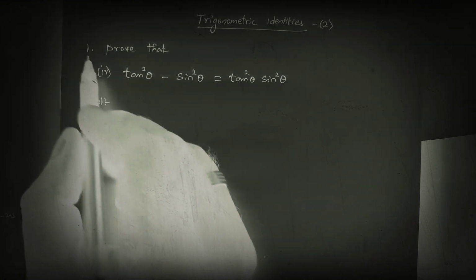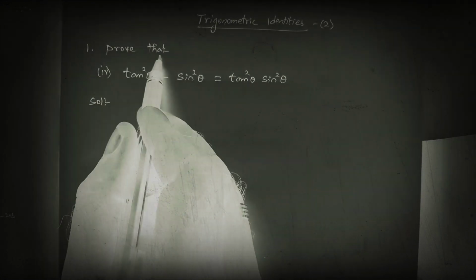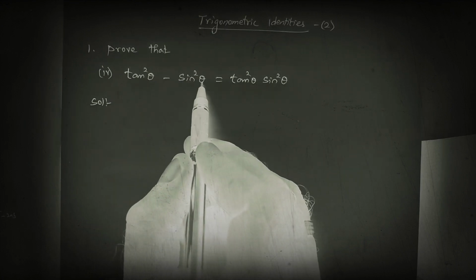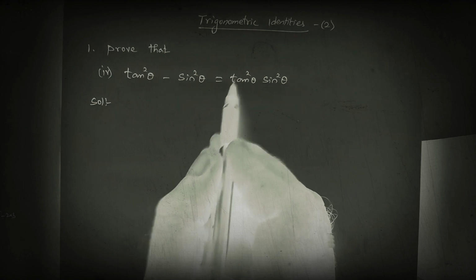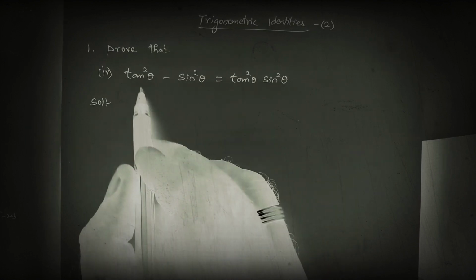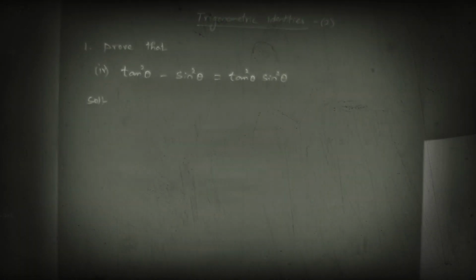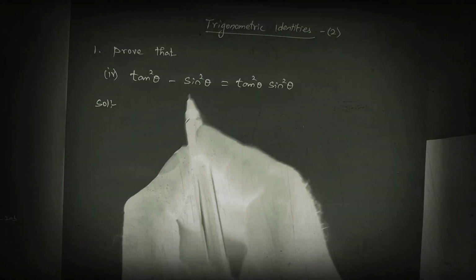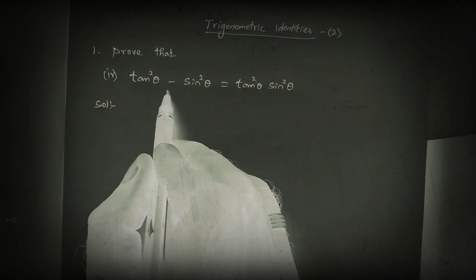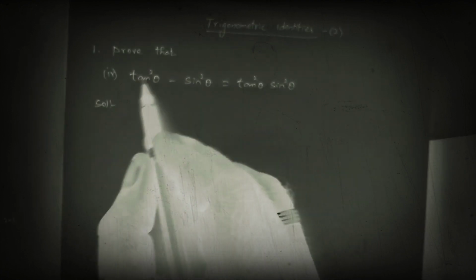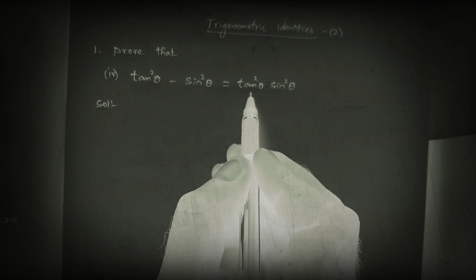Okay, sum number 1, subdivision number 4. Prove that tan square theta minus sin square theta is equal to tan square theta into sin square theta. See the LHS: we have two terms. Now in the RHS we have only one term.